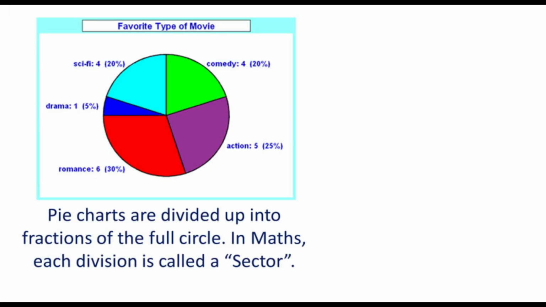We also see pie charts a lot in math, in statistics. So if you do a pie chart, each sector has a different color, represents a different thing. We call them in math, the division pieces of a circle, sectors.